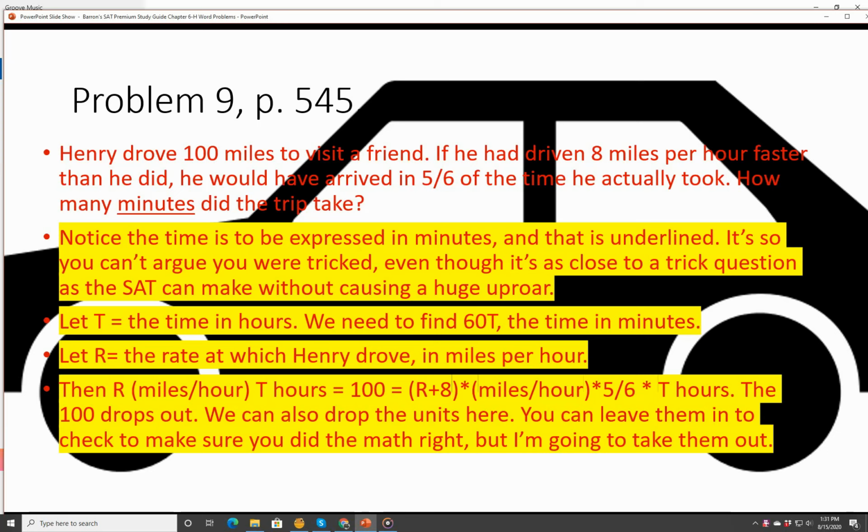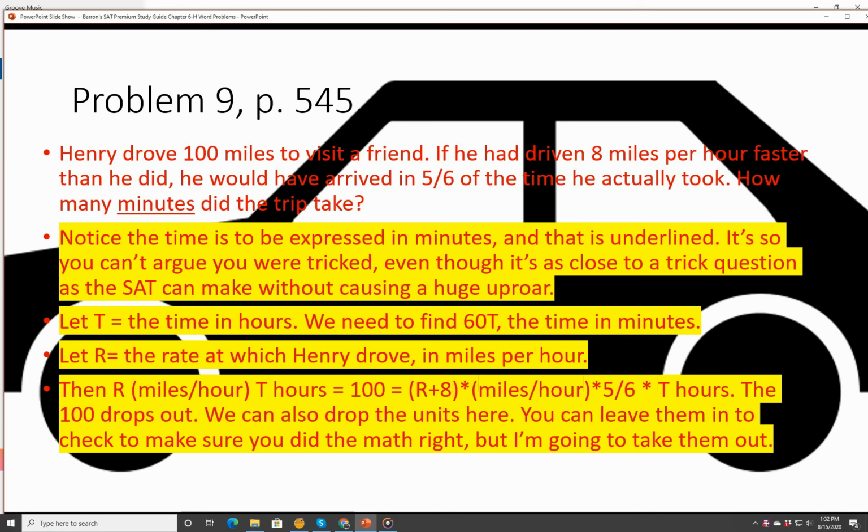Problem 9, page 545. Henry drove 100 miles to visit a friend. If he had driven 8 miles per hour faster than he did, he would have arrived in 5/6 of the time he actually took. How many minutes did the trip take? Notice that the time is to be expressed in minutes and that it's underlined. It's so you can't argue that you were tricked, even though it's as close to a trick question as the SAT can make without causing a huge uproar.